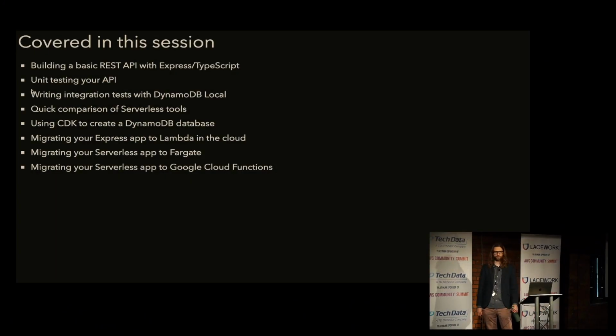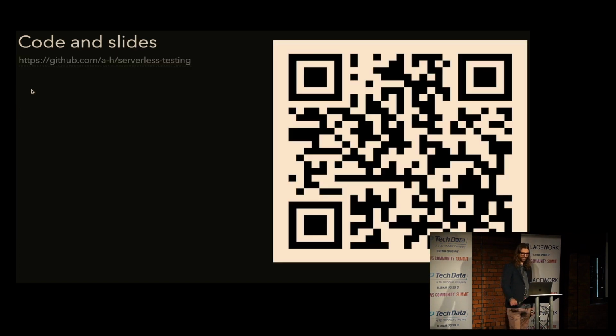So in this session, we'll be covering, well, I will be, it's not we, I guess, building a basic REST API, unit testing it, and writing integration tests with DynamoDB local. I'll show you a quick comparison of the serverless tools that are available and go through why I use the ones I do. And then we're going to create some stuff with CDK. Then we're going to migrate what we've built into Lambda, and then into Fargate, and then also the same code base into GCP, because we're at an AWS conference and that's what we do.